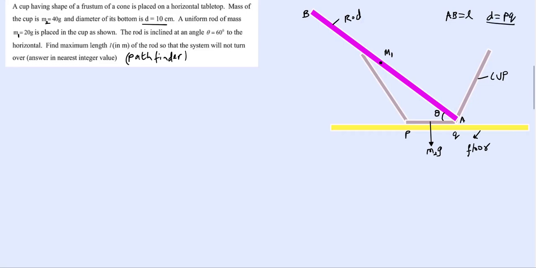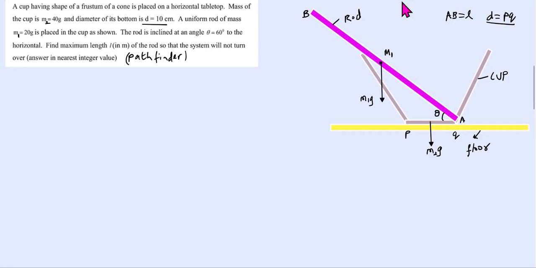Then a uniform rod of mass 20 gram is placed in the cup as shown, and it is inclined at 60 degrees. So this particular thing is a rod. This is the rod. It is inclined, and this angle of 60 degrees it is making with the bottom of the cup. Then the weight of the rod will act here. Let it be mg.